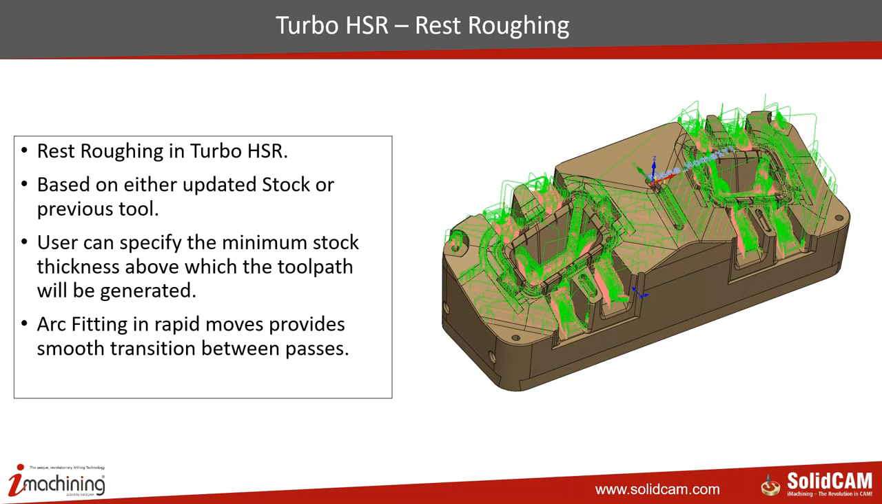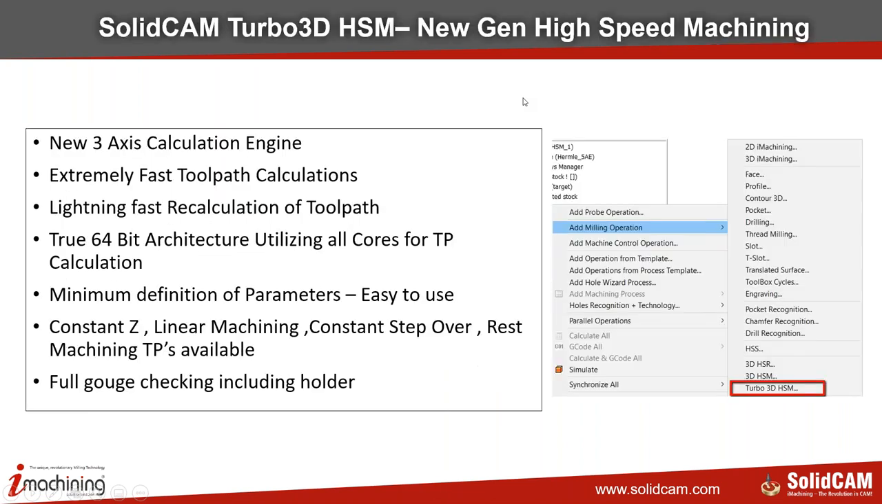So you can specify a value slightly beyond the scallop area, so it will not touch the scallop area at all. It will just go into areas where the remaining material is more than what you have specified. Arc fitting is there, which is for smoother movement when you're doing rapid movements from one area to the other. So it makes a pretty smooth movement also when it's doing the rapid.